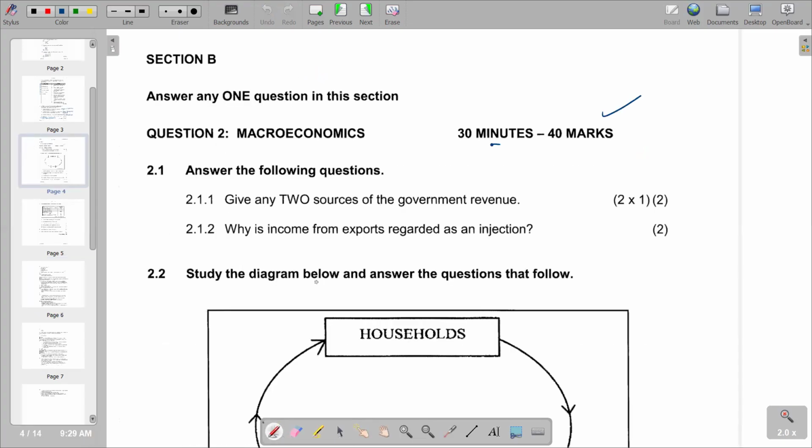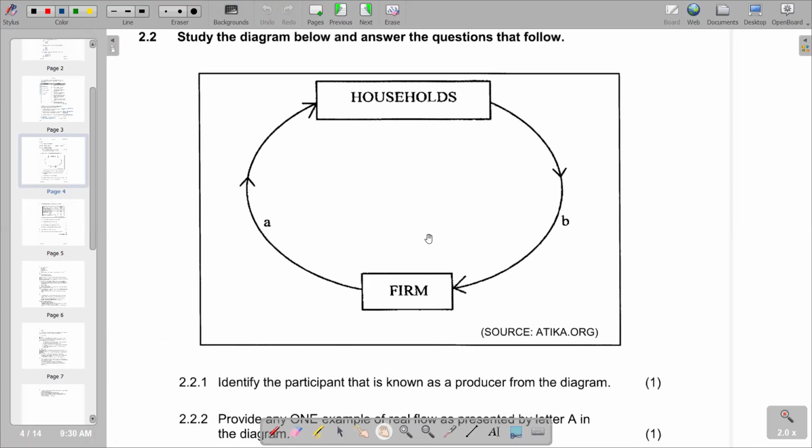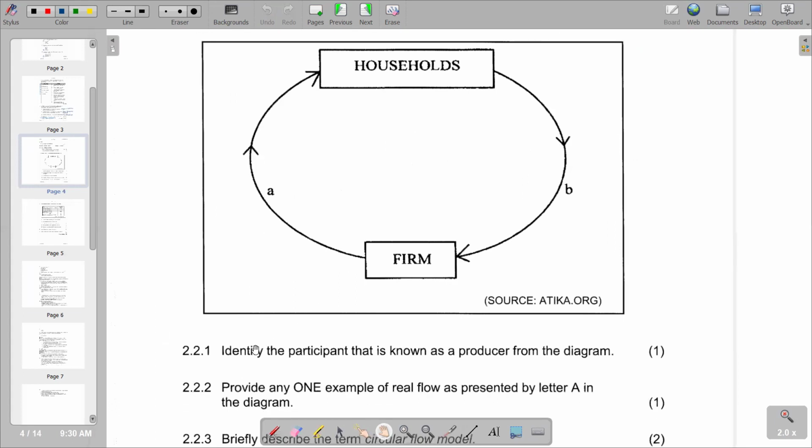So moving on to the next question, it reads: study the diagram below and answer the question that follows. You are given a diagram with two participants, whereby we put households and firms, with arrows moving from households to firms, and then from firms to households. And then a representation with A and B. Beneath that, the first question says, identify the participant that is known as a producer from the diagram. So obviously the producer is going to be the firm, which produces the goods, and then the goods are moved to the households, and the households buy those goods.